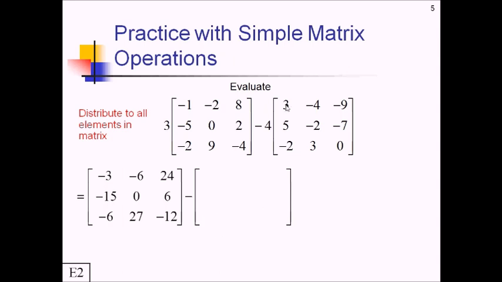So I've got 4 times 3 is 12. And we have negative 16, negative 36, 20, negative 8, negative 28, negative 8, 12, and 0. Next, I'm going to go through and subtract everything that's in the same spots.